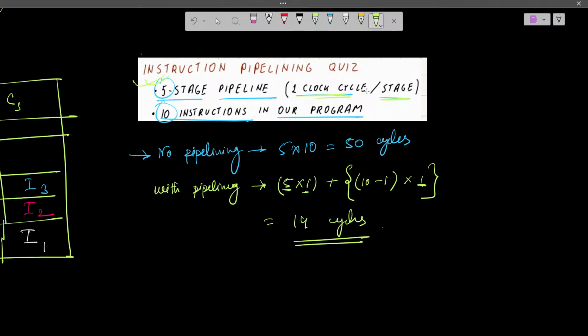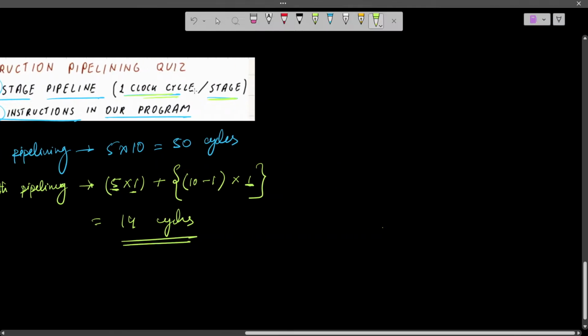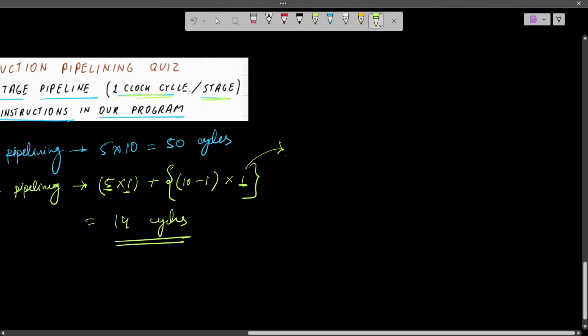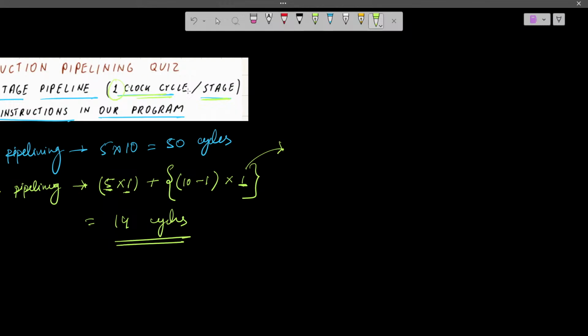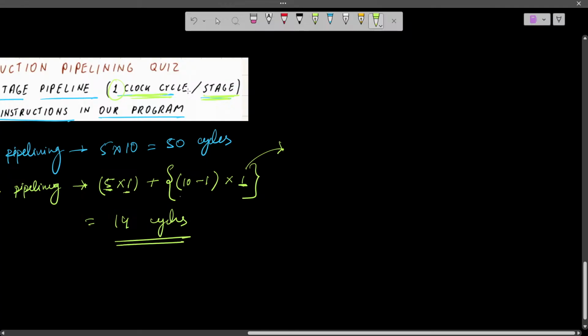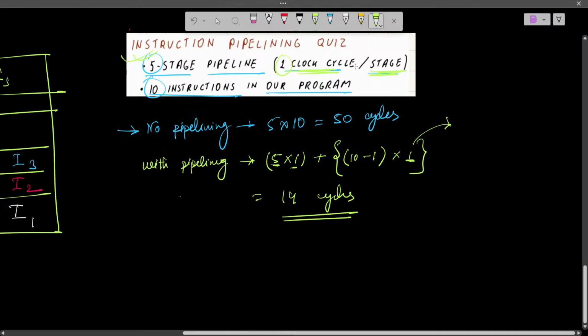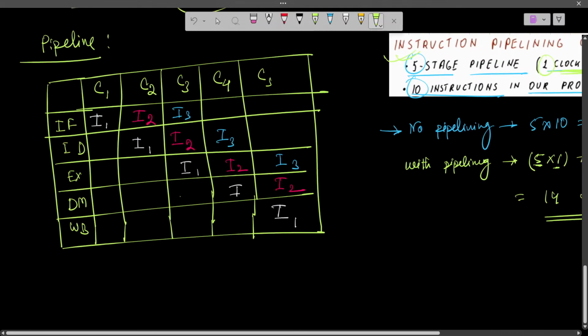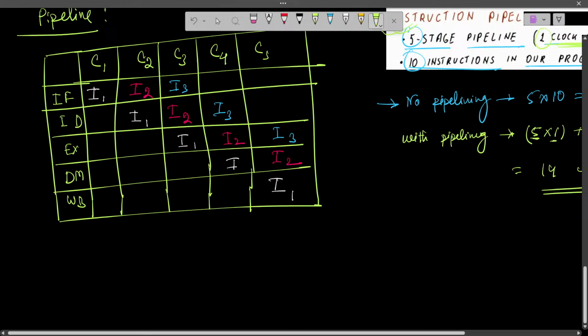If it is explicitly mentioned that one stage is not 1 clock cycle, or any number other than 1 is given for the clock cycle per stage, in that case we will not take 1, we will take that value only, which would be given. Okay, let's move on.